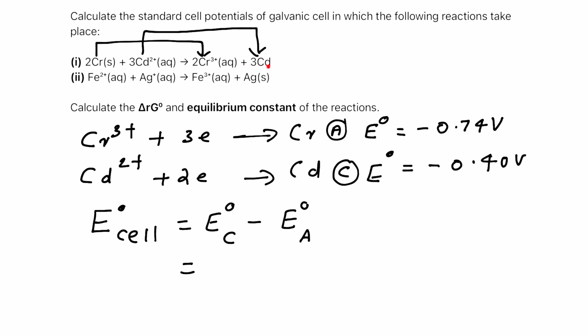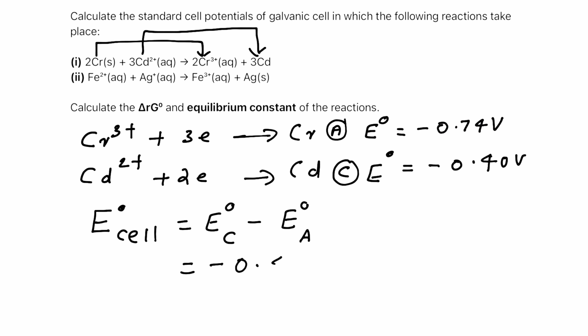From the equation you can understand that the one which undergoes reduction is the cathode, and the one which undergoes oxidation is the anode. From the values also you can identify the cathode and anode. The one which has higher reduction potential is the cathode. The one which has lower reduction potential is the anode. Okay, fine. Now substitute the values.